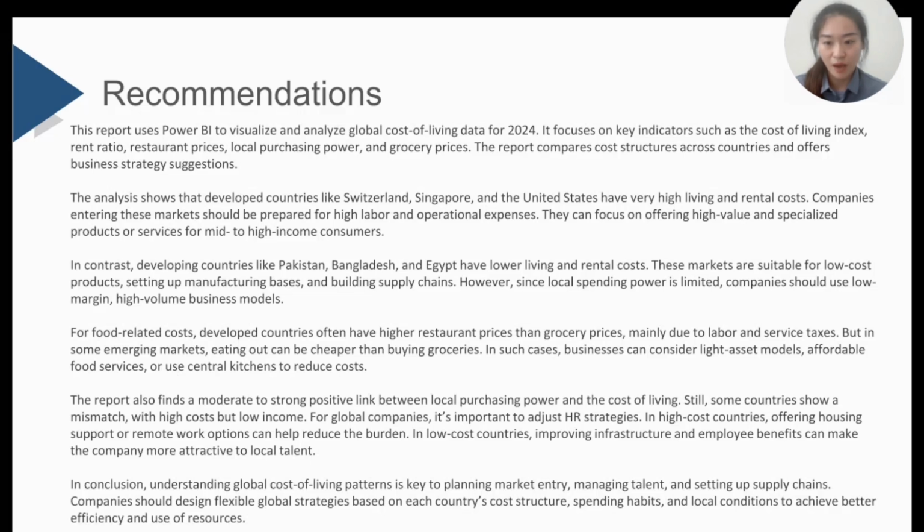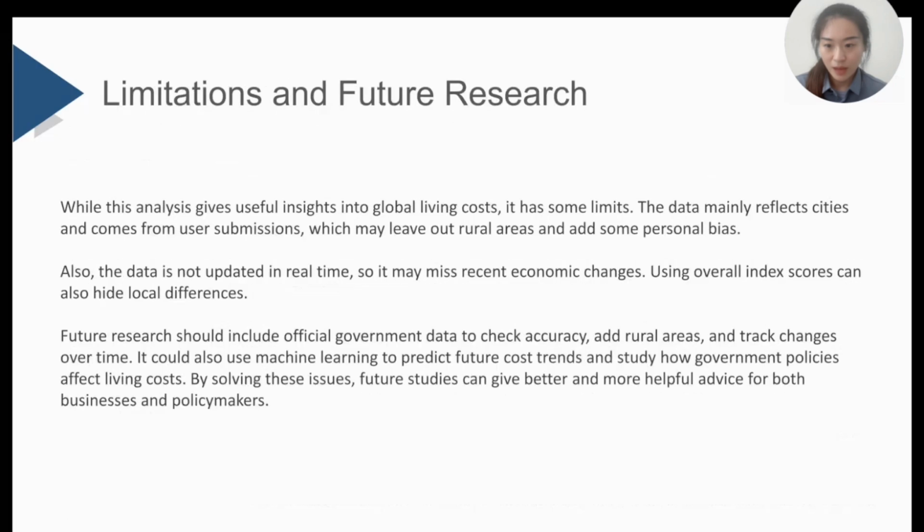Developed countries have high living costs, so companies should expect higher expenses and focus on premium products for their consumers. Developing countries offer cheaper production and supply chain options, but require a low-cost, high-volume strategy due to low incomes. Understanding living costs helps businesses choose markets, manage staff, and control operations.